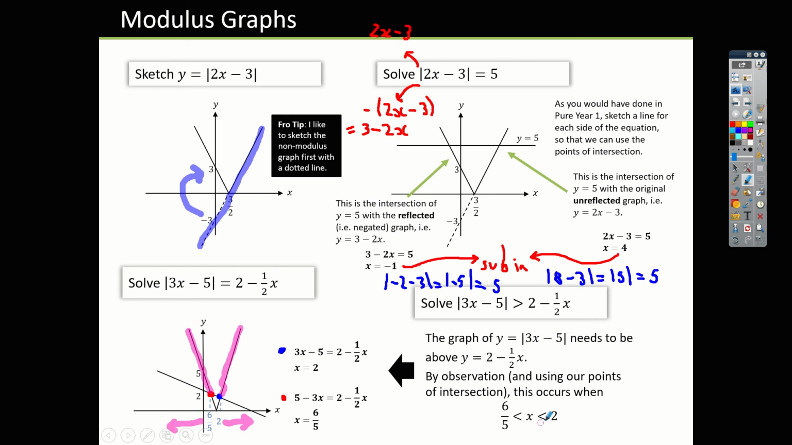Oh, so it looks as if this is wrong. Okay, it's actually not that. It's x is bigger than 2. Let's do it with a better pen. Or x is less than 6/5. Okay, so yeah, again, sketch is important and make sure you're looking at the right pieces.